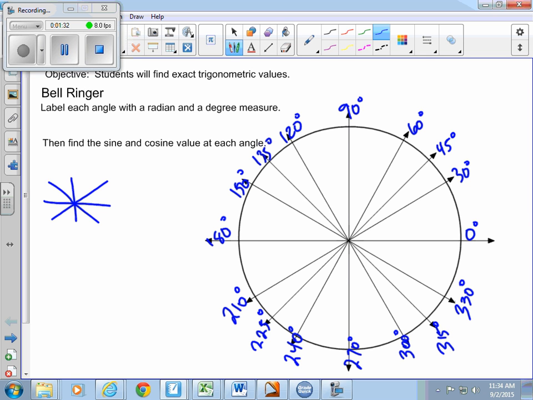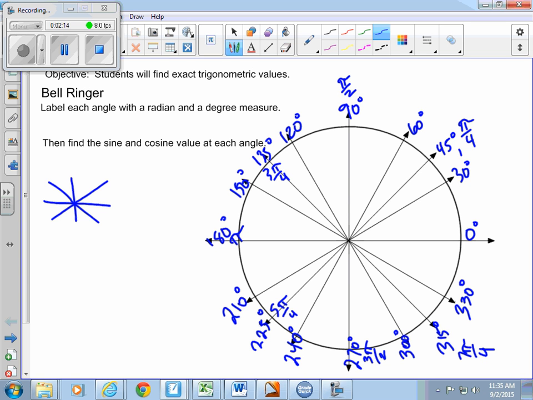Do you agree this is 1/4 pi, 2/4 pi, 3/4 pi, 4/4, 5/4, 6/4, and 7/4? Yep. So this 45 is pi over 4. This one's pi over 2 because it was 2 pi over 4. Okay. See how I'm getting that? This is 3 pi over 4. 4 pi over 4, which is pi. 5 pi over 4. 6 pi over 4, which is 3 pi over 2. And 7 pi over 4, which makes that 8 pi over 4.